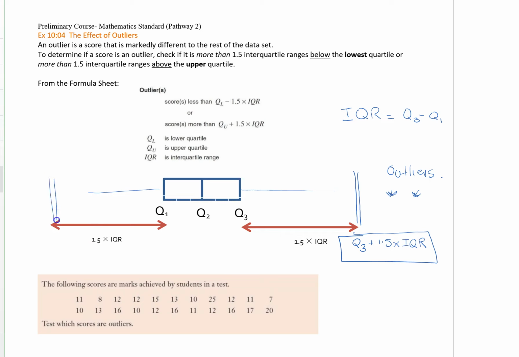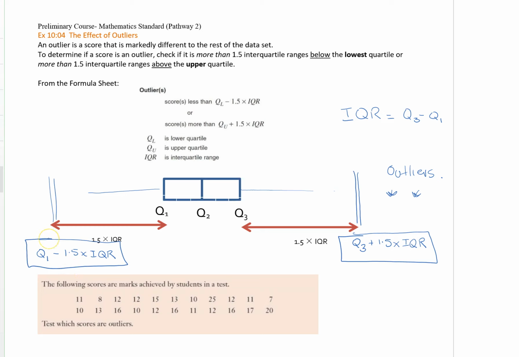Likewise, down here, we have to work out this time Q1 minus 1.5 lots of the interquartile range. So we're taking off 1.5 lots of interquartile range. If a score doesn't sit less than this result you've just calculated, then it's not an outlier.